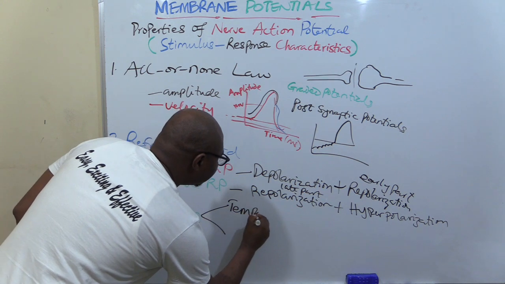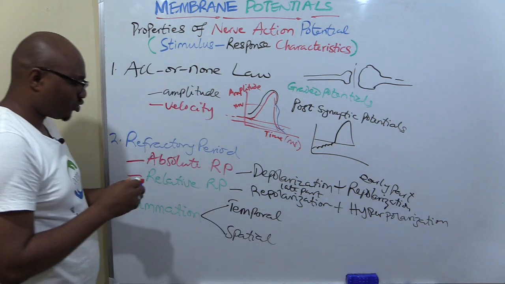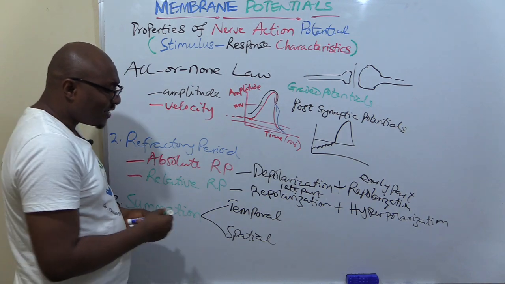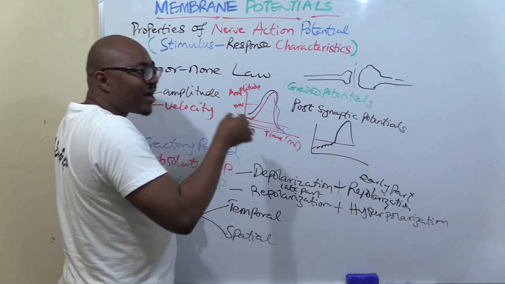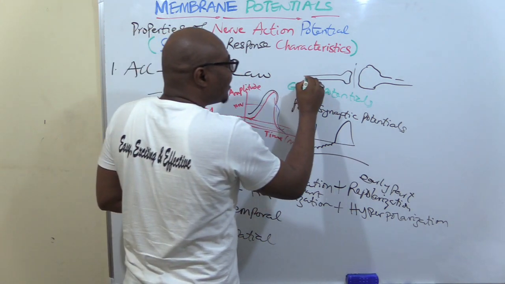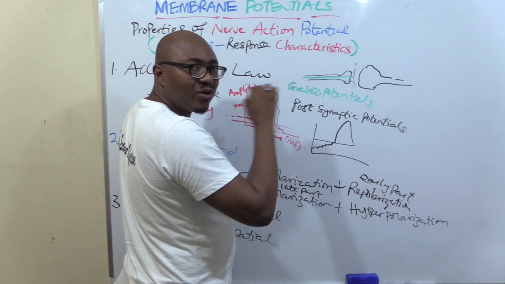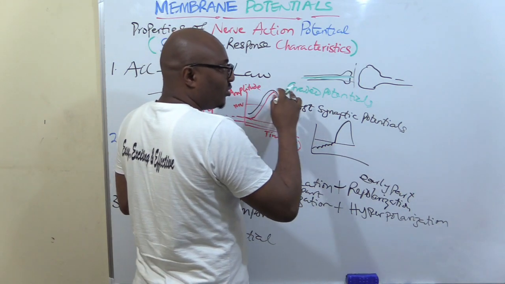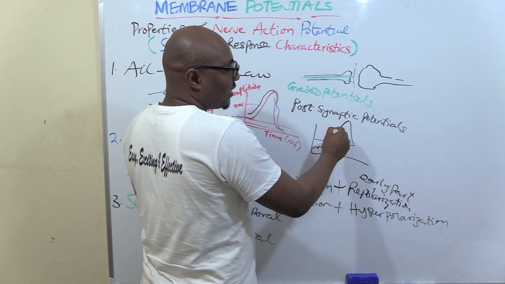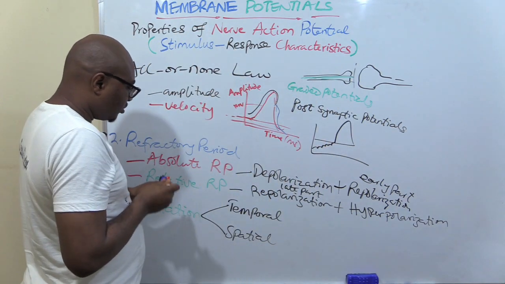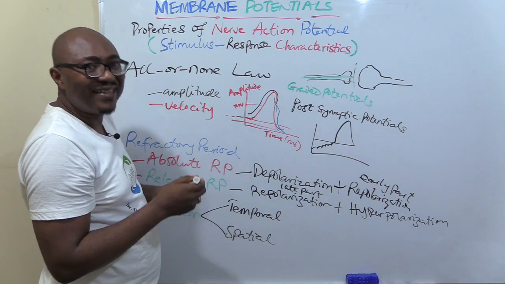One is called temporal summation. The other one is called spatial summation. What do we mean by this? Temporal summation has to do with time, frequency. So it means that several subthreshold potentials are coming from the same nerve, but fast enough. Before the graded potential ends, another one comes very fast, and they are now summed up together, in the same nerve. Then spatial summation is actually the potential that is coming from different nerves.